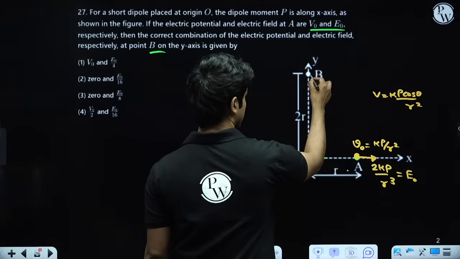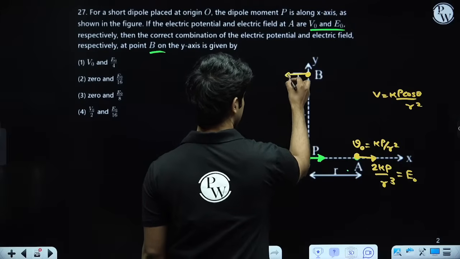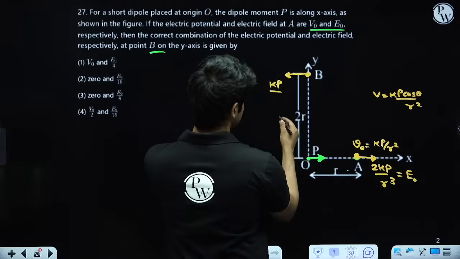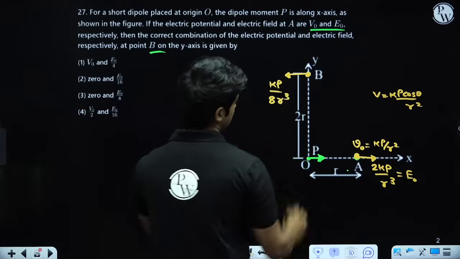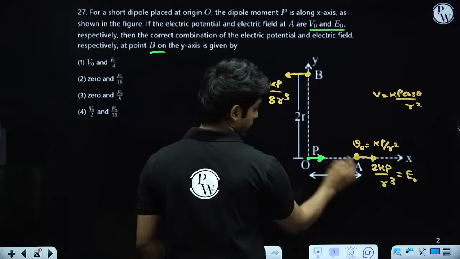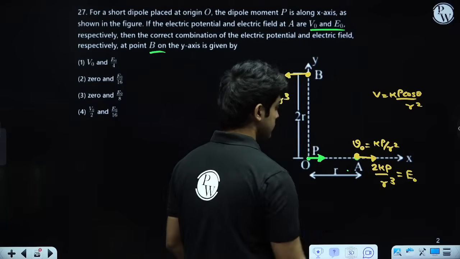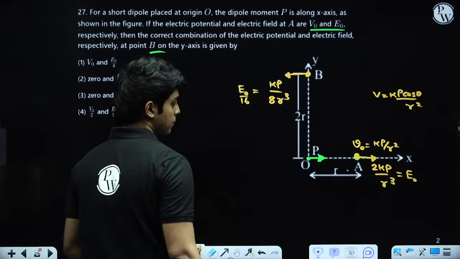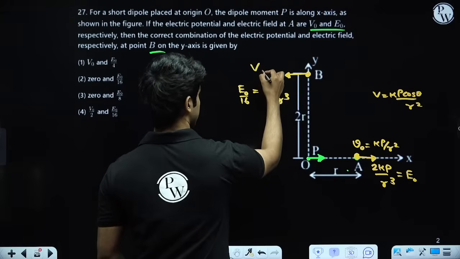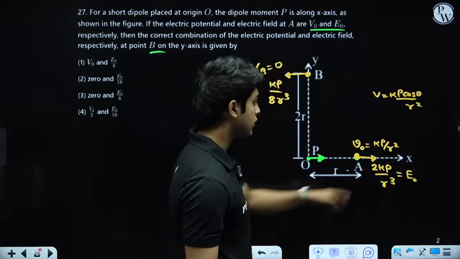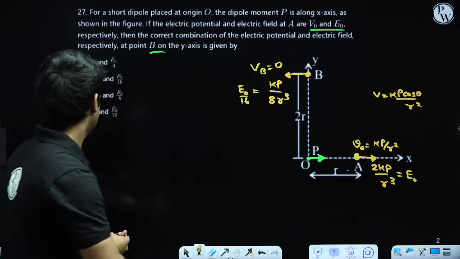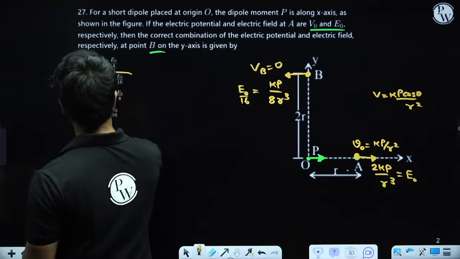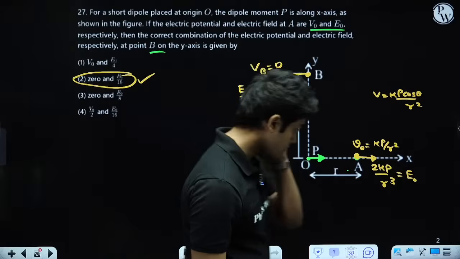Now at this location B, the electric field will be in this direction and it will be kp divided by distance cubed, but the distance is 2r, so 2r cubed will make it 8r cubed. So this, if you observe, is 1 by 16th of this value, right? So this will be E0 by 16, and the potential at this point is just 0. Cos 90 will make it 0. So the answer is the potential is 0 and the electric field is E0 by 16. This is the second option. Okay.